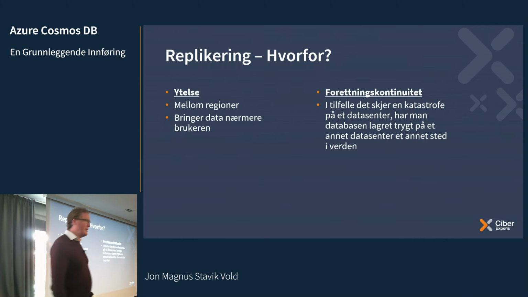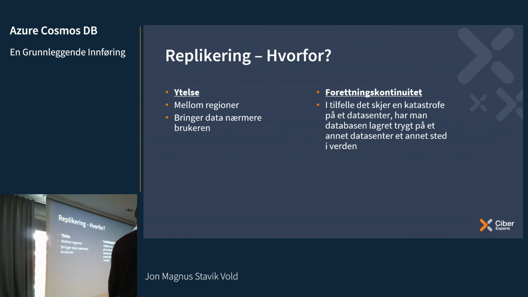Replication, why? The primary objective is performance between regions, and it brings the data closer to the user. And business continuity, in case of a disaster at the data center, if it blows up or there is some natural disaster or it burns down, you have your data stored safely in another data center.